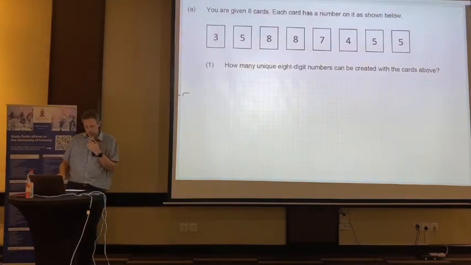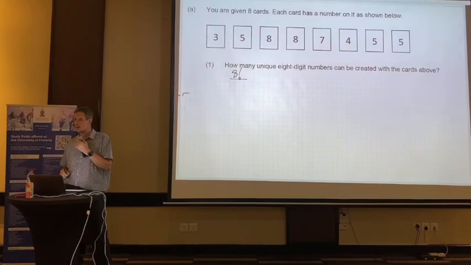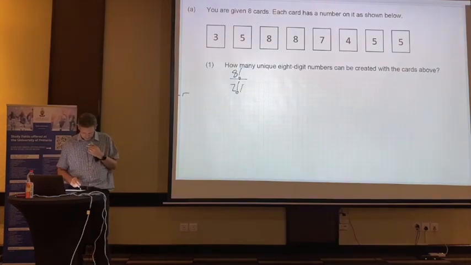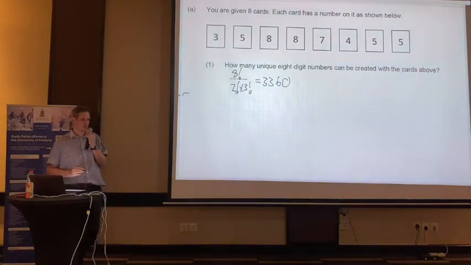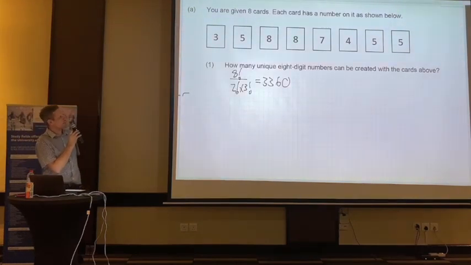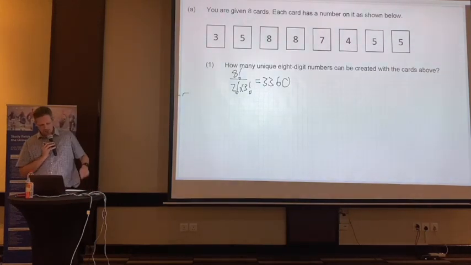How many 8-digit numbers? Okay, so we know all of you got 8 factorial, great. Divided by, I've got 3 5s and 2 8s. And I think that answer is 3360. Okay. Easy claps, if you saw the trick.